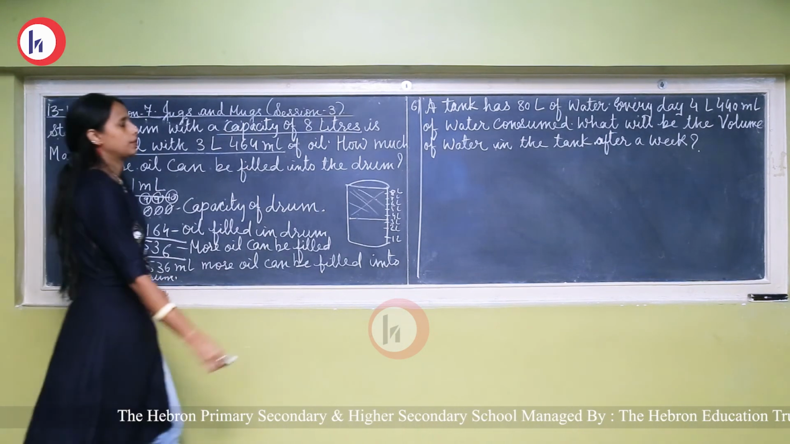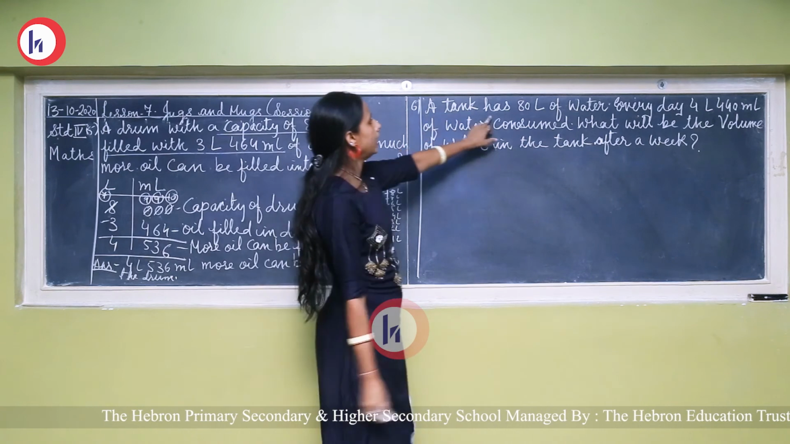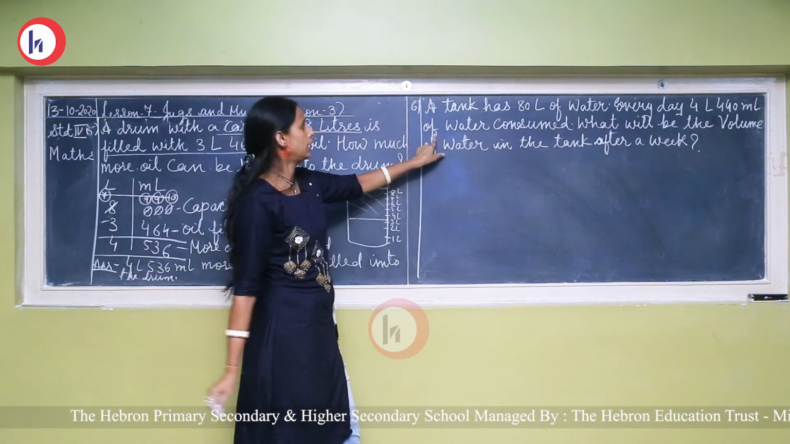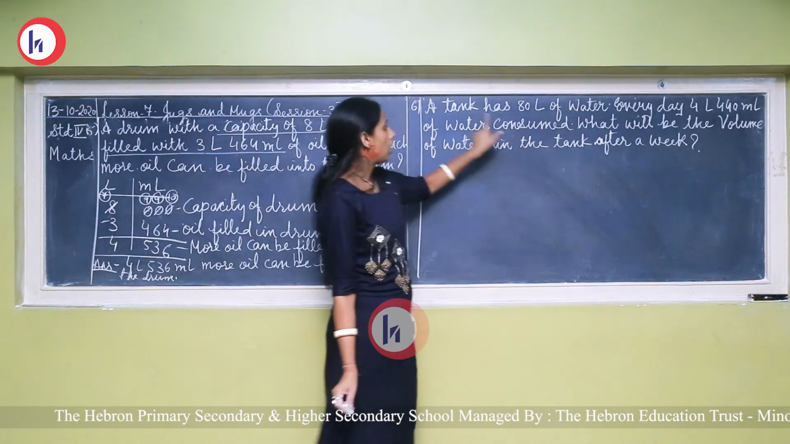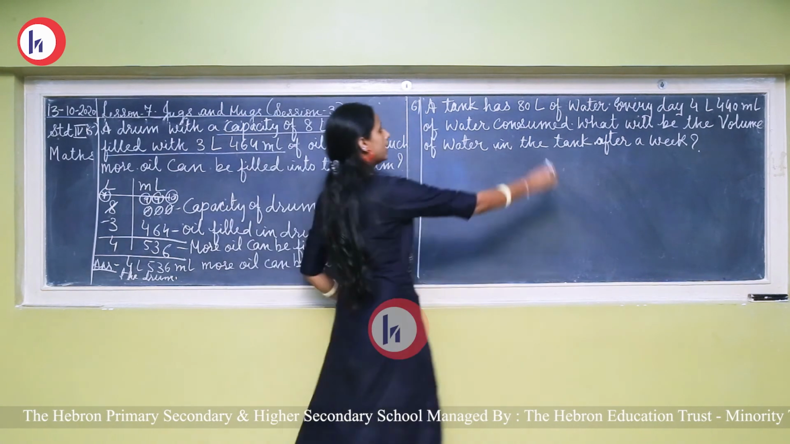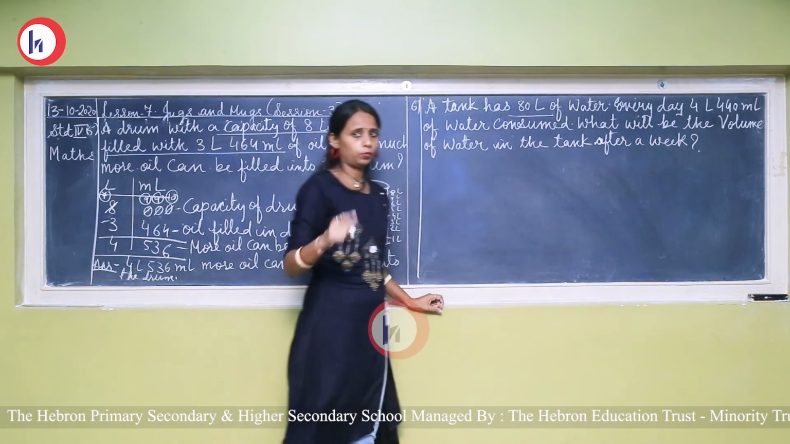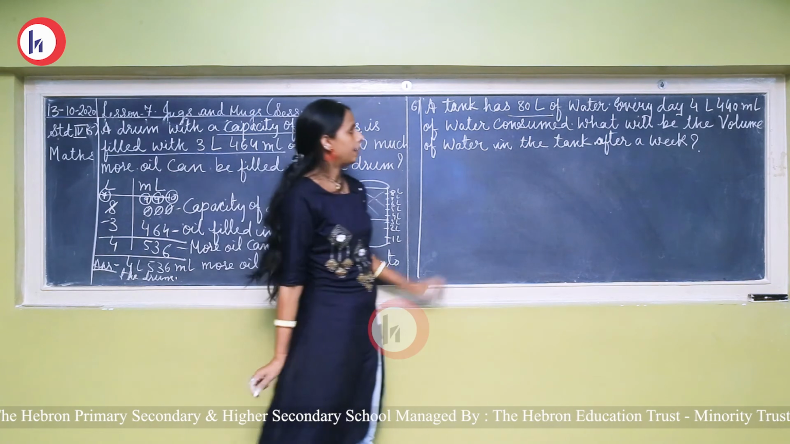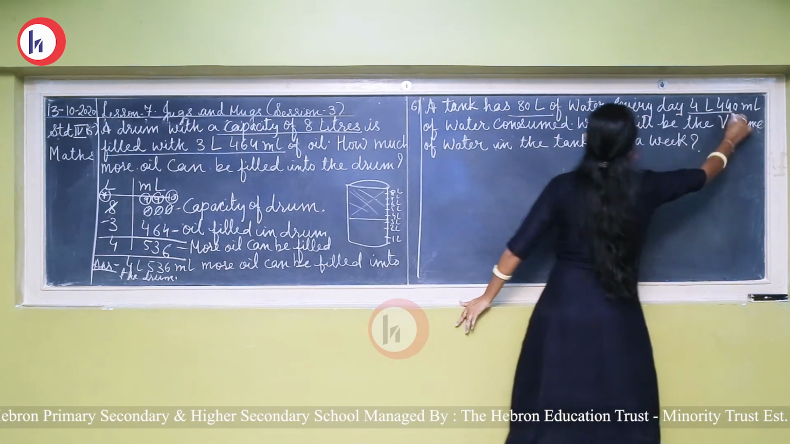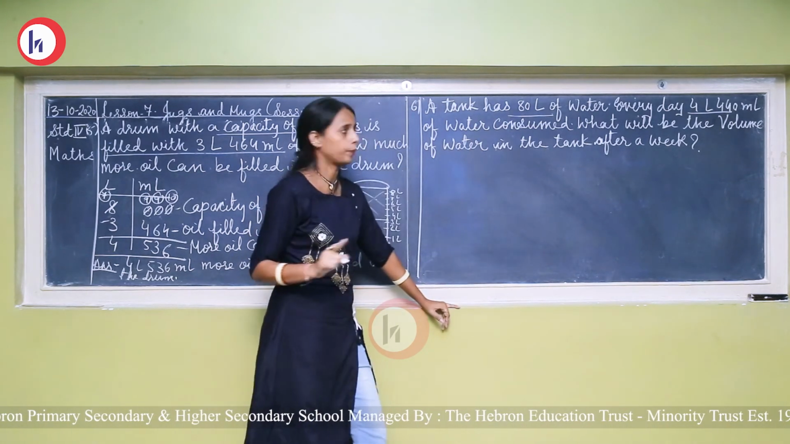Okay. Next, a tank has 80 liter of water. Every day 4 liter 440 milliliters of water is consumed. A tank has 80 liter of water means the volume of the tank is 80 liter. Volume means इसमें इतना पानी है. Then 4 liter 440 milliliter of water is consumed every day. Every day means one day.